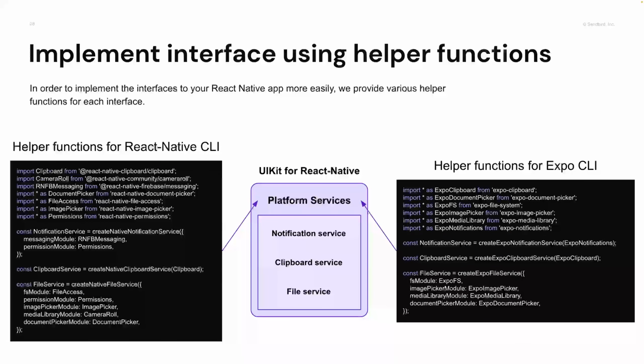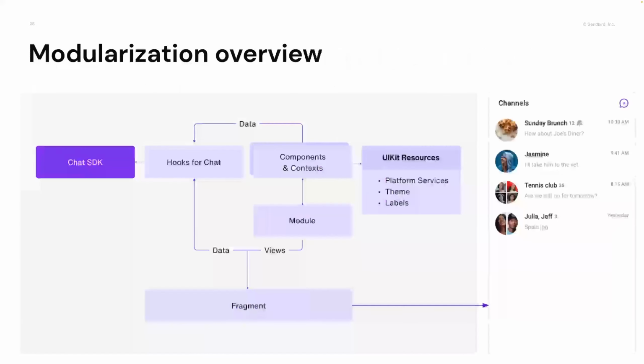However, implementing these interfaces may not be easy for first-time customers. This is why the UIKit provides helper functions so that customers can easily implement interfaces with widely used native modules. As you can see here, the environments of React Native CLI and Expo CLI are different, and so the native modules are different, but you can implement the same interface and send it to UIKit. Now, let's move on and dive into the architecture of modularization.